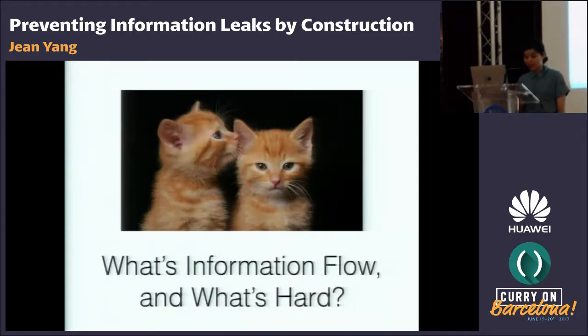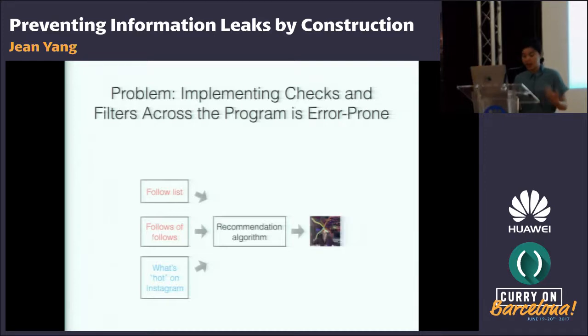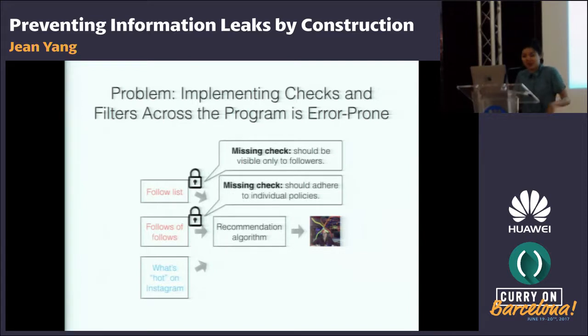All right, so I'll start by talking about what information flow is and what's hard. The problem that we saw with this Instagram example is that implementing checks and filters across the program is error-prone. On Instagram, you have your follow list, your follows of follows, and what's hot on Instagram, and they're all being fed to this recommendation algorithm, and they're supposed to be shown to people like Ashley Feinberg. But what happened here was we had a missing check. Your follows list should only be visible to the followers. And one can imagine if they missed a check there, probably they also missed a check that follows of follows should also adhere to individual policies.